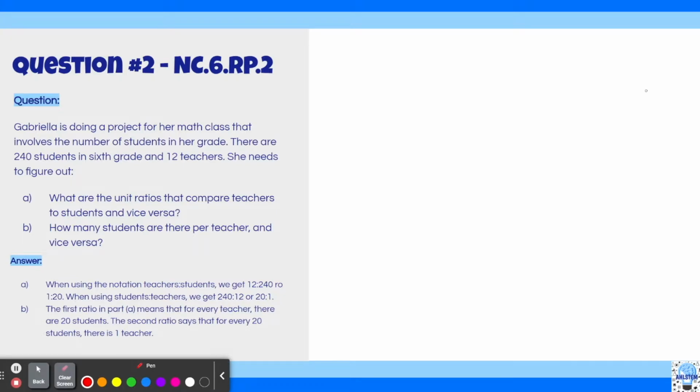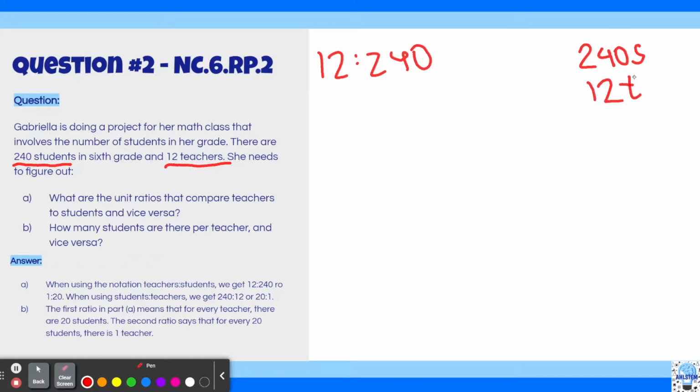All right, so for A, we got 12 to 240. So first, let's identify these terms in the problem. There are 240 students and 12 teachers. So S is students and T is teachers. We need to find the ratio that compares teachers to students. That is going to be teachers to students, which is 12 to 240.